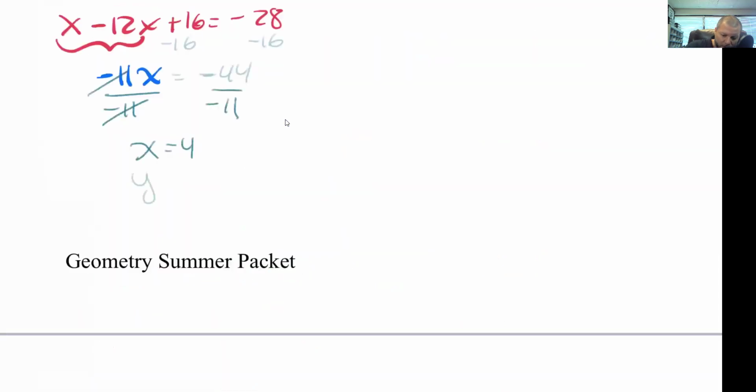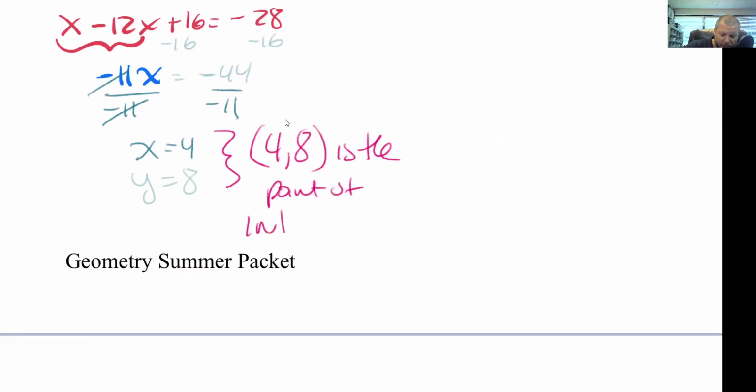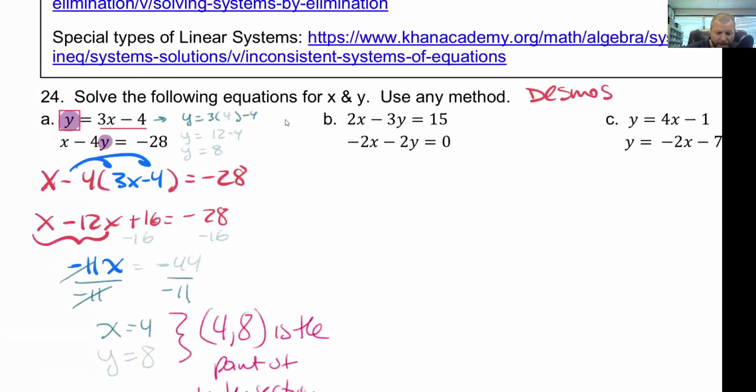So x is 4, y is 8, which really means, and this is the important part, 4, 8 is the point of intersection. It's where those two lines hit each other and kind of cross, and then in this situation, never hit each other again.